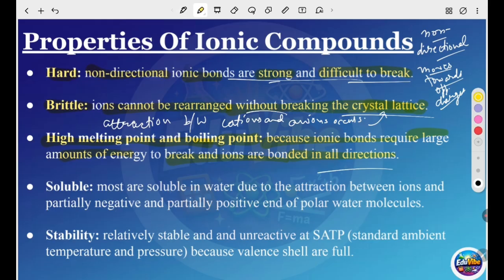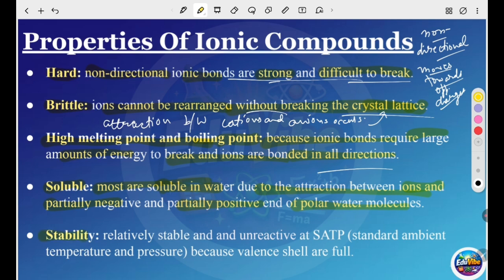And they're soluble. Most are soluble in water because of the attraction between the ions and the partially negative and partially positive charges of the polar water molecules. We will discuss other polar molecules later. That's why they're more soluble in water than in anything else. So that's how ionic compounds have very strong properties.